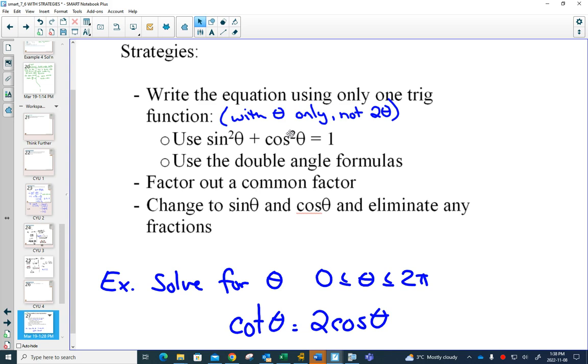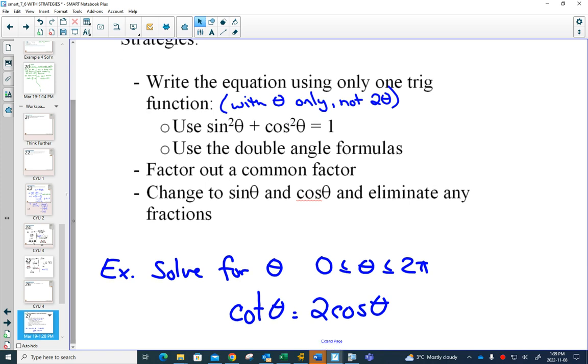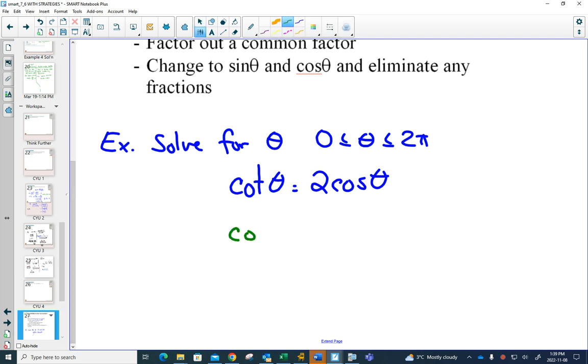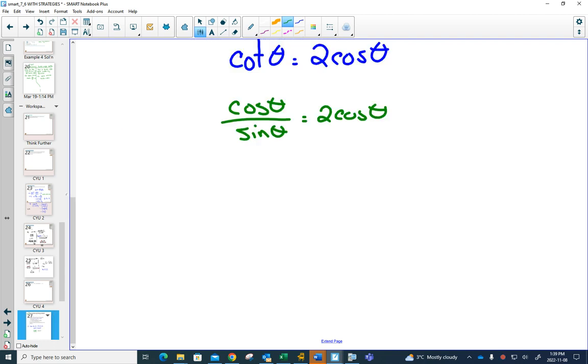Okay? Do we have anything in common? Can I factor out a common factor? No, there's nothing in common. But I could change to sine and cos and see what happens from there. So in this example, I could change cotangent to cos theta over sine theta. And then I could multiply to get rid of the fractions. So my fraction, I'm dividing by sine theta. Multiply both sides by sine theta. This side just becomes cos theta. And this side becomes 2 cos theta sine theta.